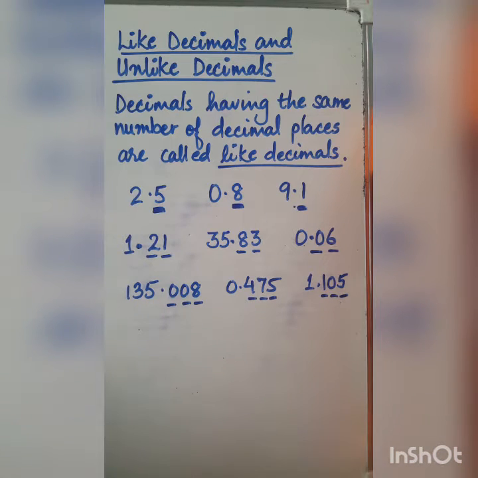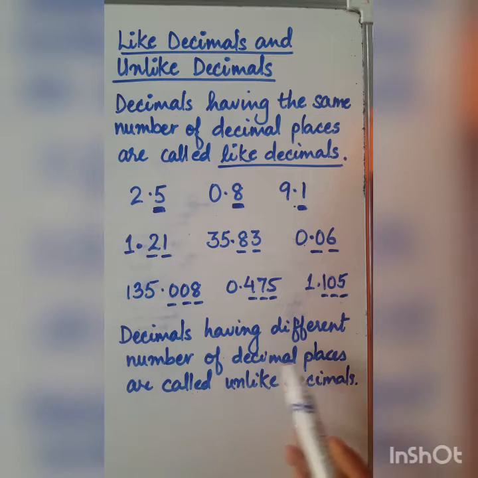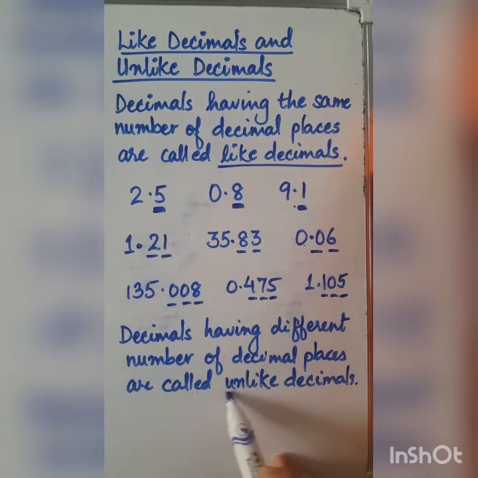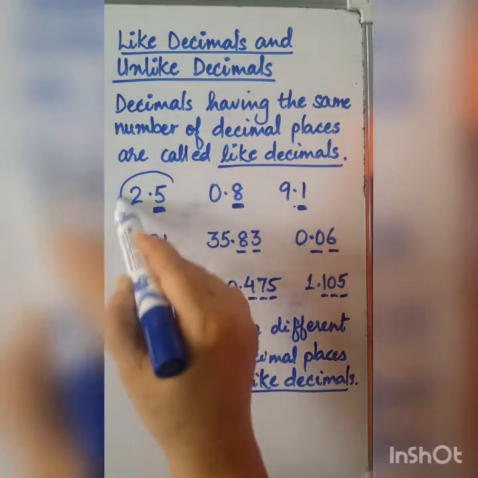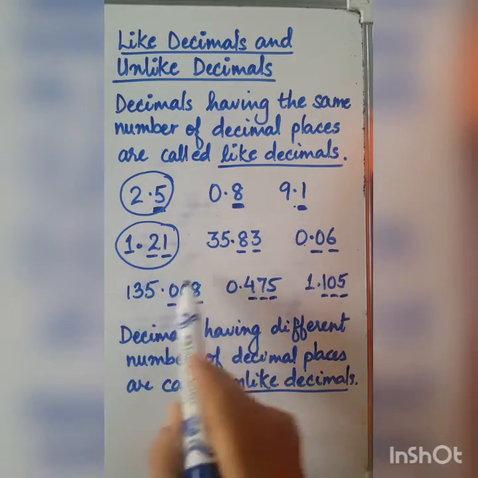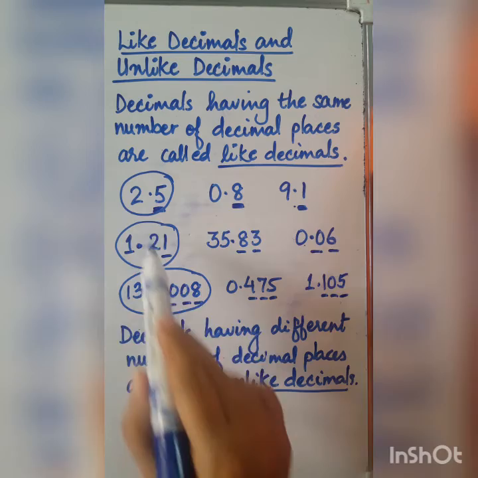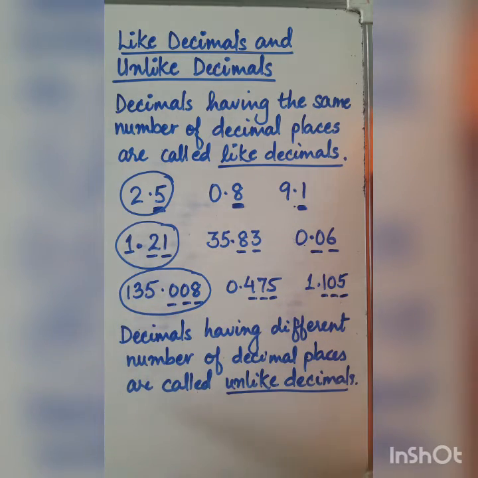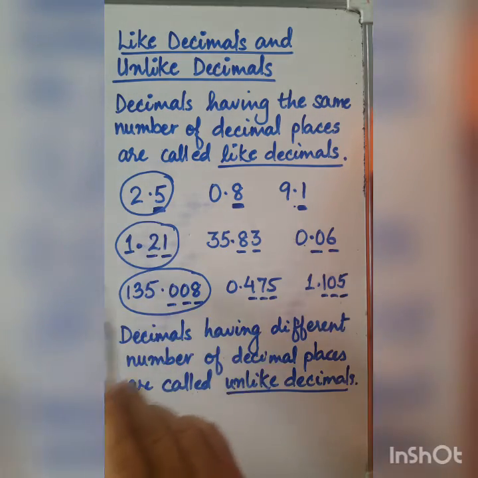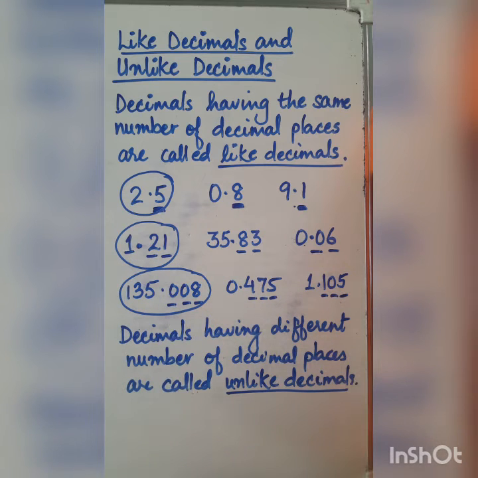Similarly, decimals having a different number of decimal places are called unlike decimals. Now here 2.5, 1.21, 135.008 are examples of unlike decimals, because this has only one decimal place, this has two decimal places, and this number has three decimal places. Now we can change unlike decimals to like decimals, as in the case of fractions, where we changed unlike fractions to like fractions.